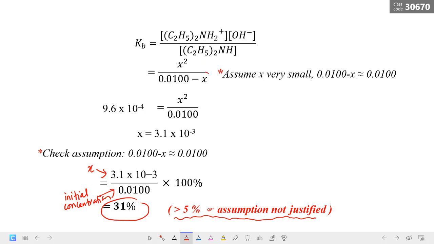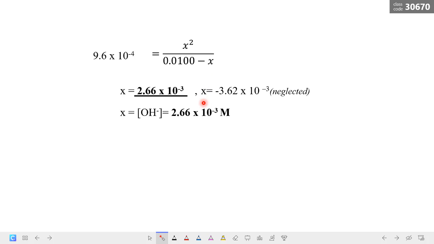Maksudnya, kita tak boleh ignore X yang kat bawah ni. So, bila assumption kita selepas check more than 5%, apa kita kena buat? We have to solve the X by using quadratic. Okay, selesaikan guna quadratic. Maksudnya, bila nak selesaikan guna quadratic, X yang di bawah ini kita tak boleh abaikan. Sebab assumption kita dah more than 5%. So, kita kena use quadratic and you will get two values of X. You akan dapat X1, X2.